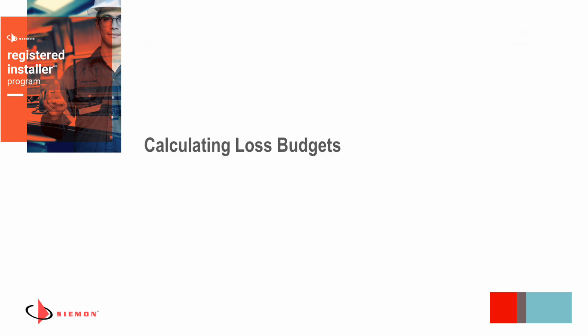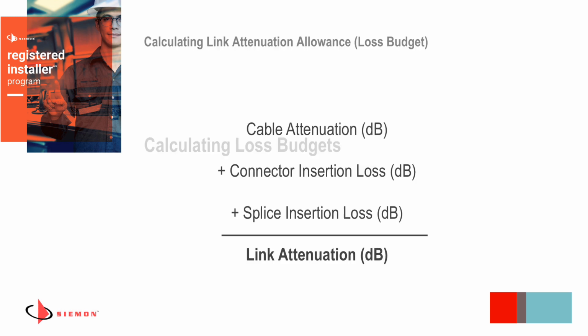So we're going to take a look now at calculating loss budgets, the loss budget of your system based upon the installed components. Now, the link attenuation allowance, or referred to more simply as the loss budget, is the sum of all the losses of the installed cabling, which is going to come into play to factor the cable attenuation itself, the attenuation of the optical fiber, the connector insertion loss that's introduced by connectorizing either end, and any splices inside also contribute to the insertion loss. Those added together determine your overall link attenuation.